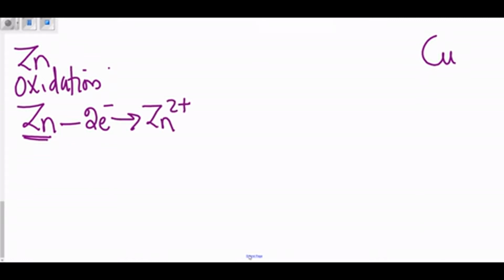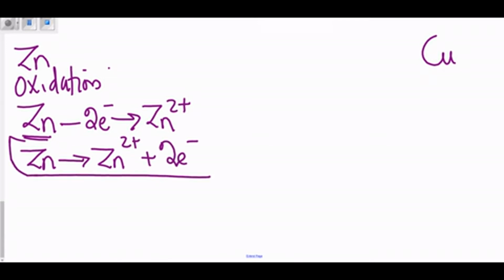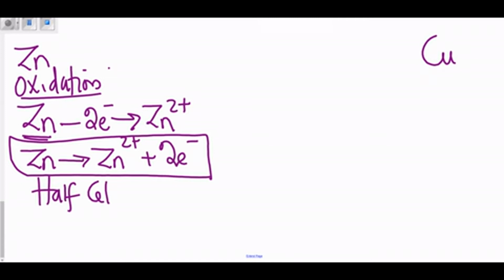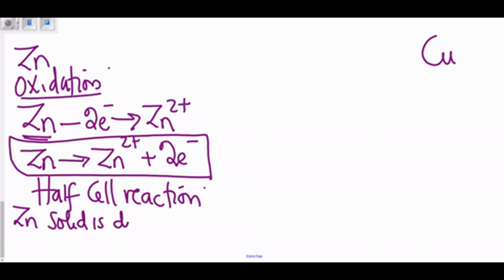Zinc 2 plus. But remember what we said in our first session. We don't write it like this. It has to be written this way. This is called our oxidation half-cell reaction. And what does this basically mean? It means that the zinc metal solid is dissolving. I'm going to play a video for you later on. It's dissolving into the solution. So which means there is a loss in mass. It is reducing in size.